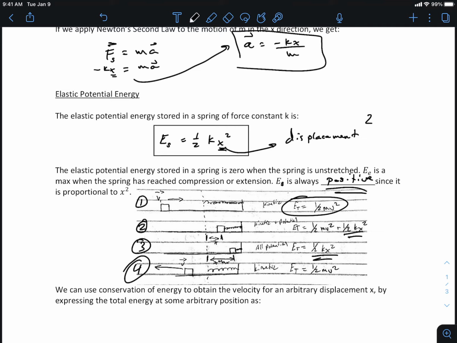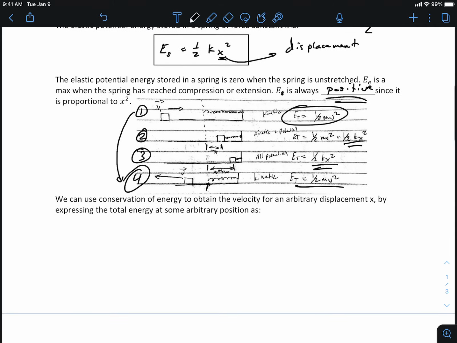Okay, and then we can see, after the box leaves again and the spring goes back to equilibrium, it now has a velocity in the opposite direction of which it started with in stage 1, but it is all kinetic again. Okay, and so we can use the exact same concepts from the conservation of energy.